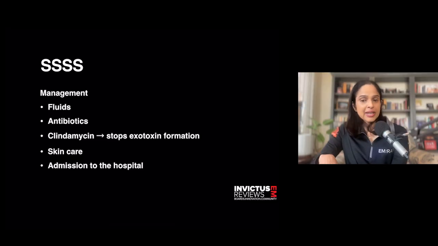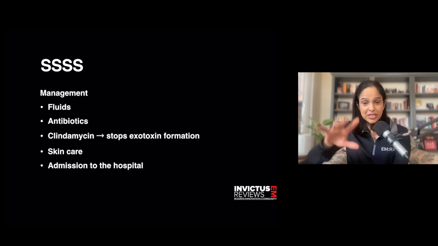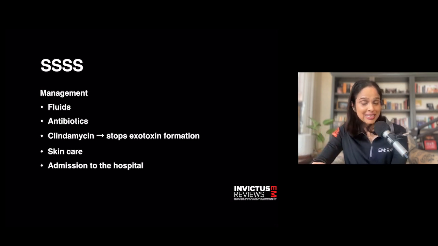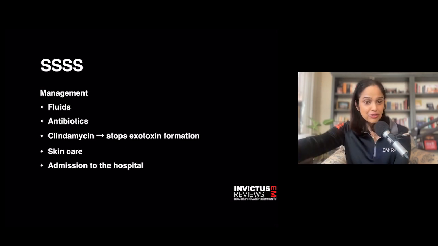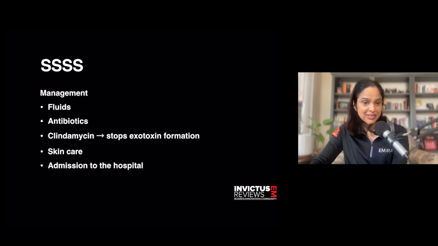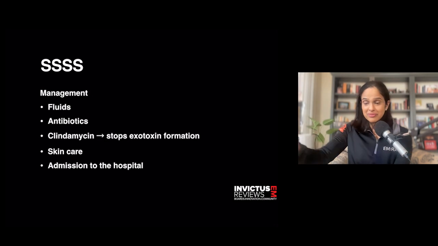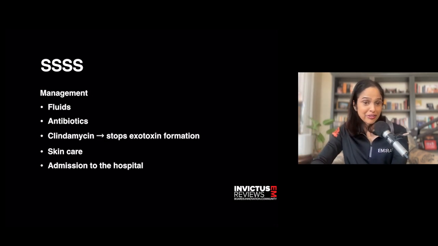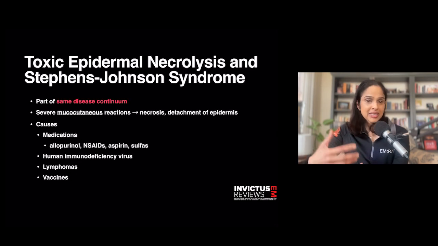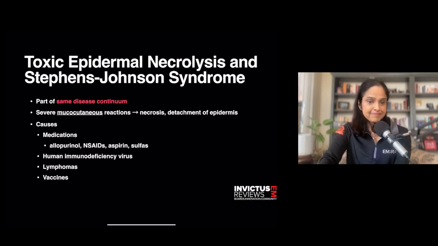So fluids, antibiotics. Clindamycin is an important pearl here too, because even if you're going to give them other antibiotics, clindamycin stops the exotoxin formation. So it will stop the sloughing, or at least further sloughing. If you can get rid of that exotoxin, then that's going to help the whole process. So you may be double, triple covering for all sorts of stuff, but you want clinda as the first thing that you're going to reach for. And then local skin care, wound care, you're going to admit them to the hospital. Again, burn center type thing.